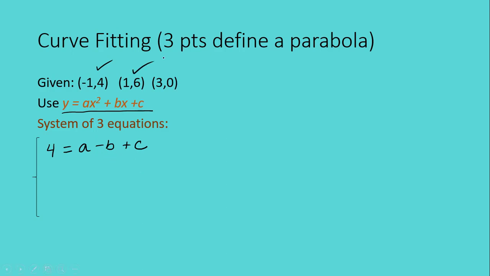Then plug in the second equation. X is 1, y is 6. And finally, using the third point, I've got 0 is equal to 3 squared a plus 3b plus c. So there's my system of equations with 3 unknowns. You can move it around any way you want to. Use your previous techniques to solve for a, b, and c. I'm not going to do that here.